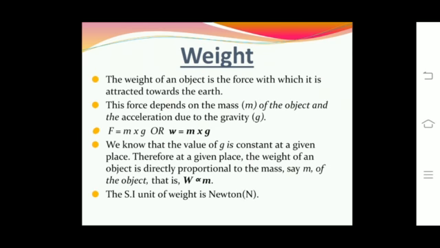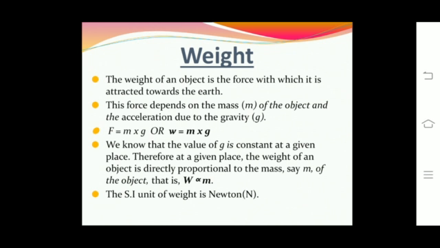Weight. The weight of an object is the force with which it is attracted towards the earth. This force depends upon the mass of the object and the acceleration due to gravity. So, we can write that F is equal to mass into g, or we can also say that W is equal to mass into g, where g is the acceleration due to gravity.